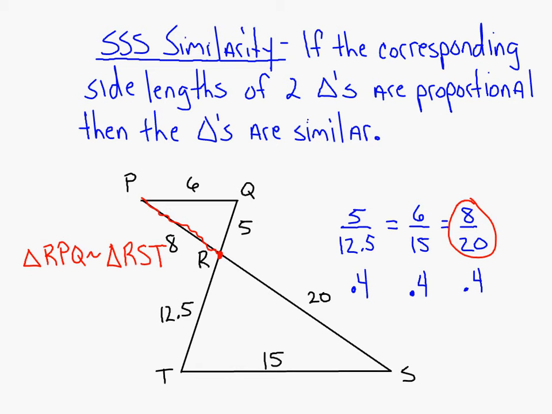Okay, and your explanation is by side, side, side similarity. If the 3 scale factors are equal, then the triangles are similar. Write your similarity statement, explain your reasoning. Any questions about side, side, side?